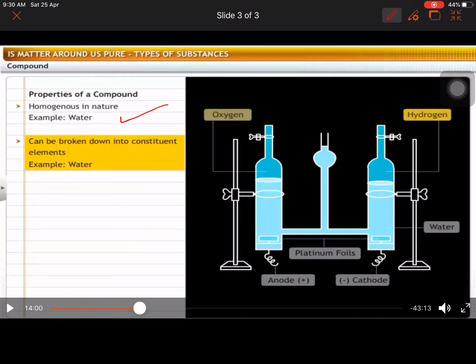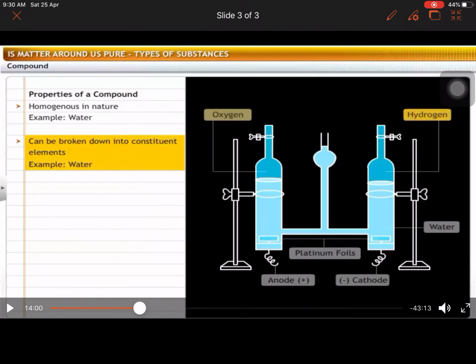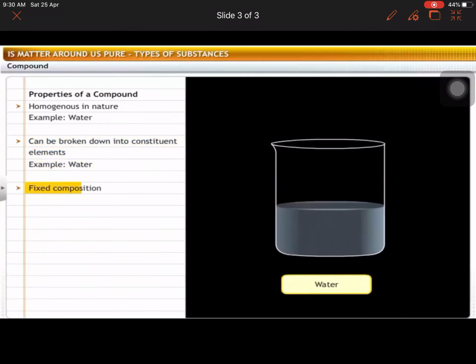And what is the constituent of water? It's H2 plus O2. They give H2O, right? And when we split this H2O, again it will give H2 plus O2. Then you can balance the equation, right? By the process of electrolysis. That is electrolysis. A compound has a fixed composition.